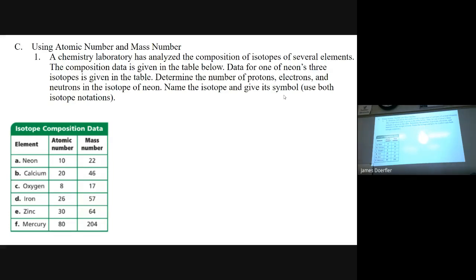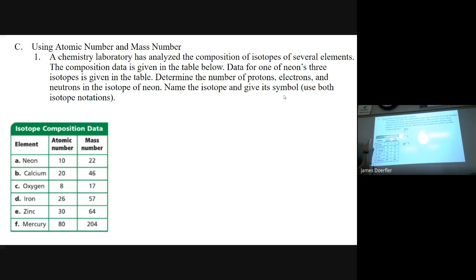Let's determine the number of protons, neutrons, and electrons here. So I'm just going to write protons, neutrons, electrons. Okay? And all we need to focus on is element A, neon. So in this table, we are given 2 bits of information, and we're going to use those 2 bits of information to answer 5 essentially separate questions.